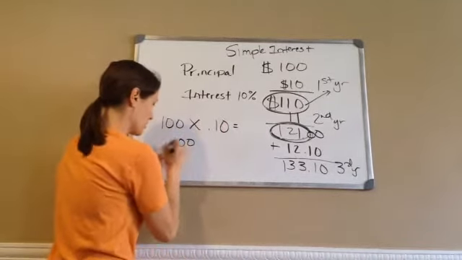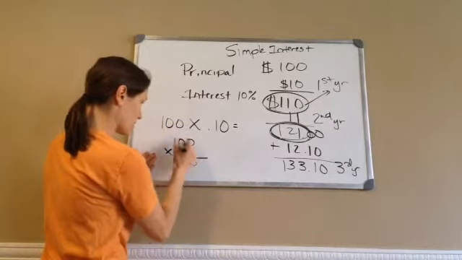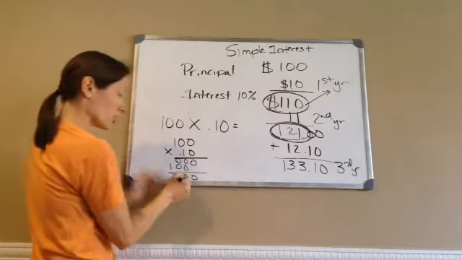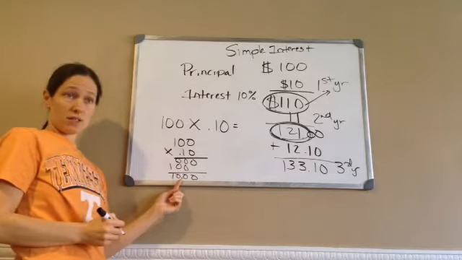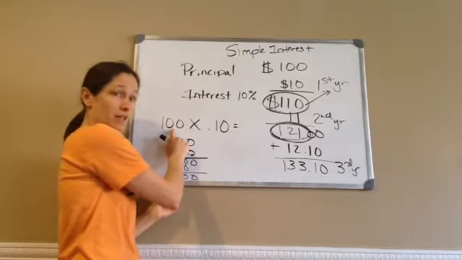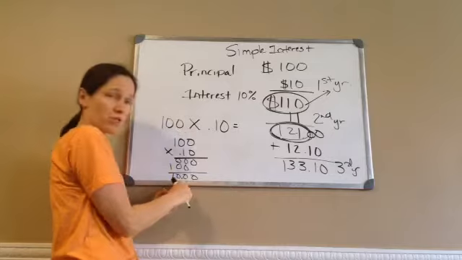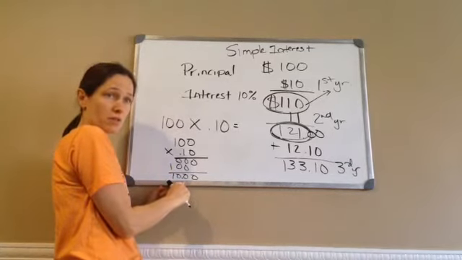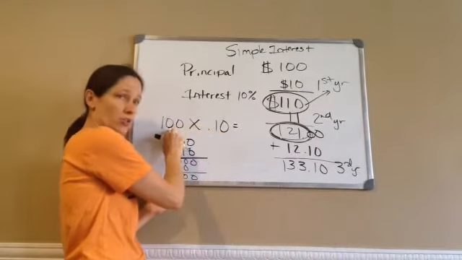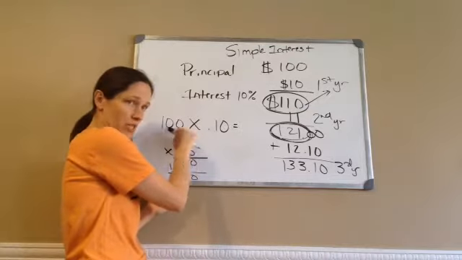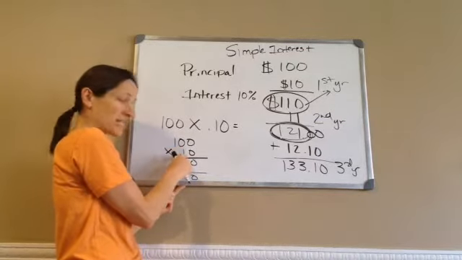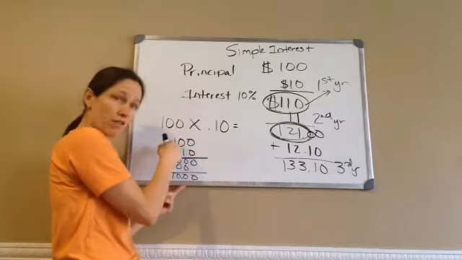Because watch this. 100 times 0.10. So how much is added? $10. Okay? So if I take 10% of $100, how much is 10% of $100? $10. Yeah, $100 times 10%. Remember, 10% of in math means times.